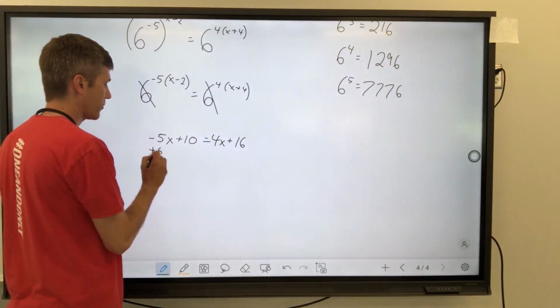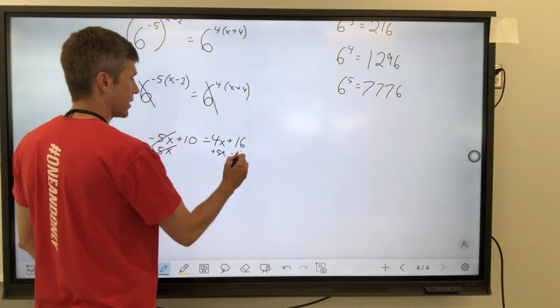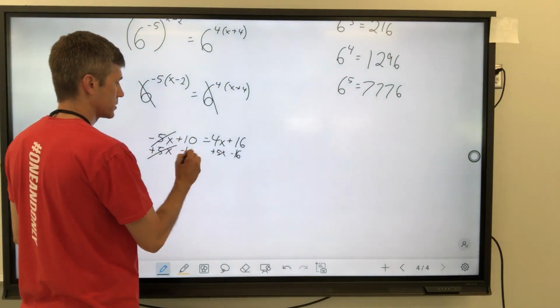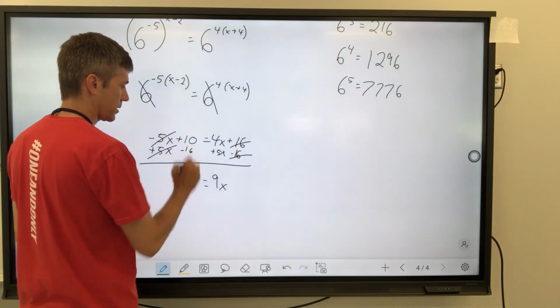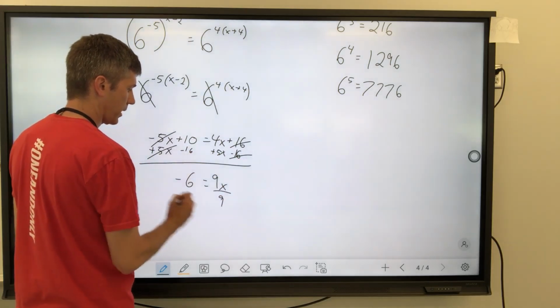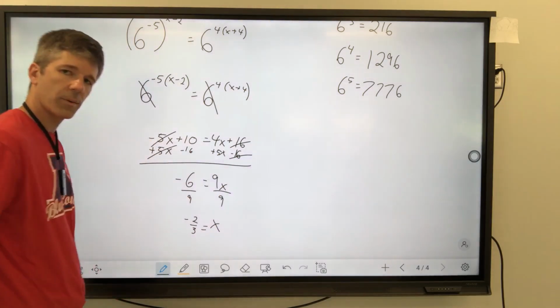So we'll add 5x to both sides. You have to sing it though. We're going to add 5x to both sides. And that gives me 9x here. It's going to give me -6 here. We'll divide by 9. x equals -2/3. There we go, we got it.